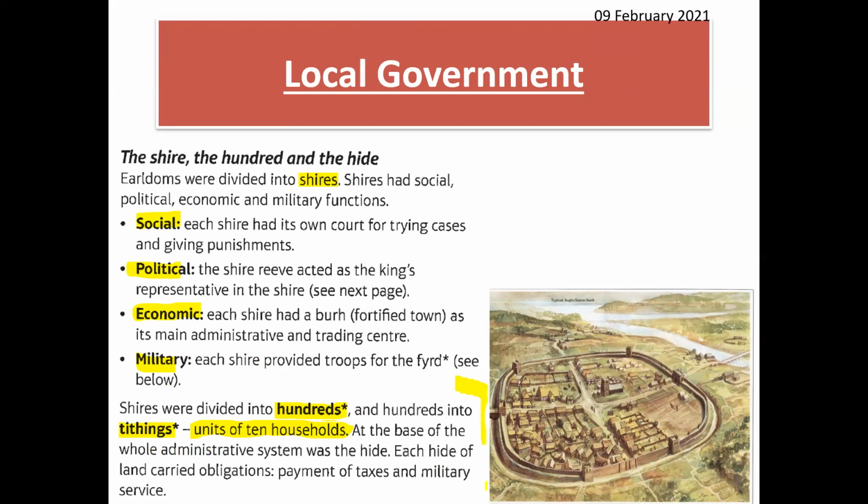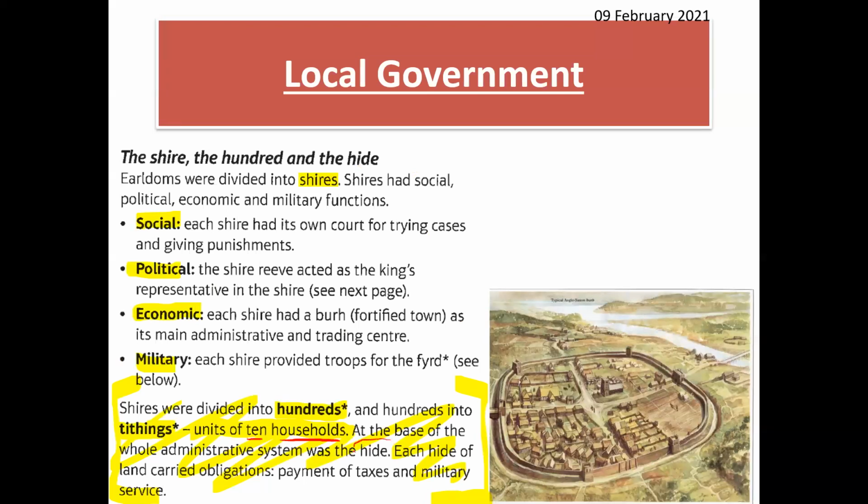Now these terms are very, very important that you understand what they are. It's a classic exam style question, an absolute classic. You know what a shire is, you know how a shire is divided up, you know what a hundred is, and you know how a hundred is divided up, and you know what a tithing is. A tithing is 10 households. So that is 10 families, 10 houses, and each house has a family, a husband, a wife, and children.